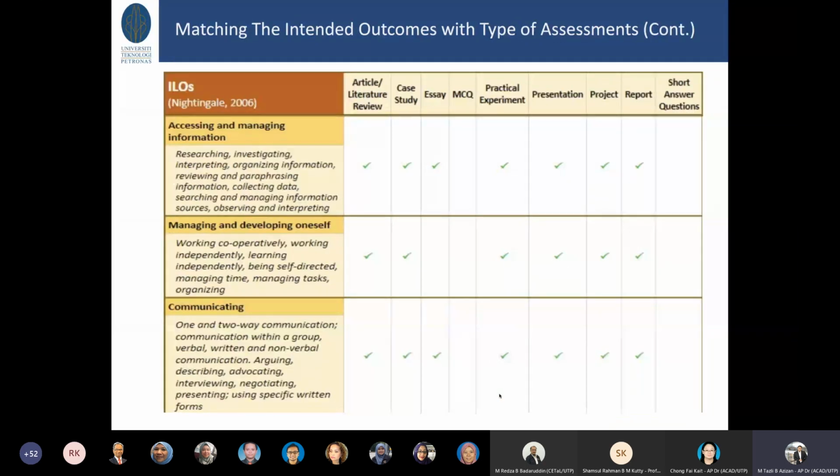Okay. So again, these are the things: assessing and managing information. What are the types of assessment they could use? Managing and developing oneself, for example, working cooperatively, working as a team, as well as communicating. So this is where you can pick what kind of assessment you can give to the students. All right.